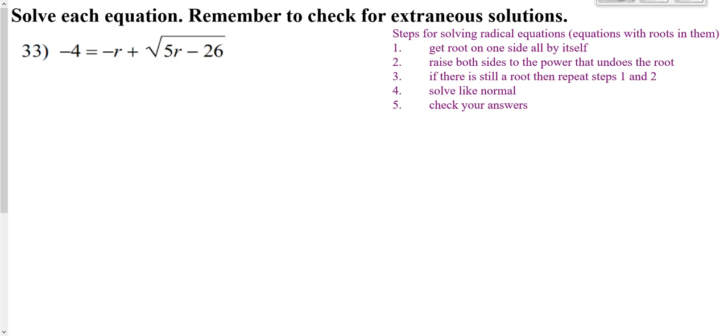Same idea here. I got to get the root by itself, so I got to get rid of that minus r in front of my root. To undo that minus r, I'm going to add an r to both sides of the equal sign.